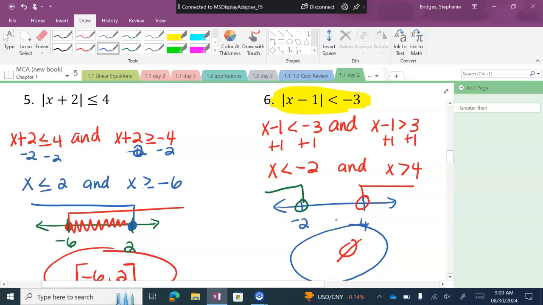Also, make sure we talked about this the other day. If you are doing any kind of graphing and it says no solution, just go back and erase and make sure there's nothing closed in or shaded in on that graph.